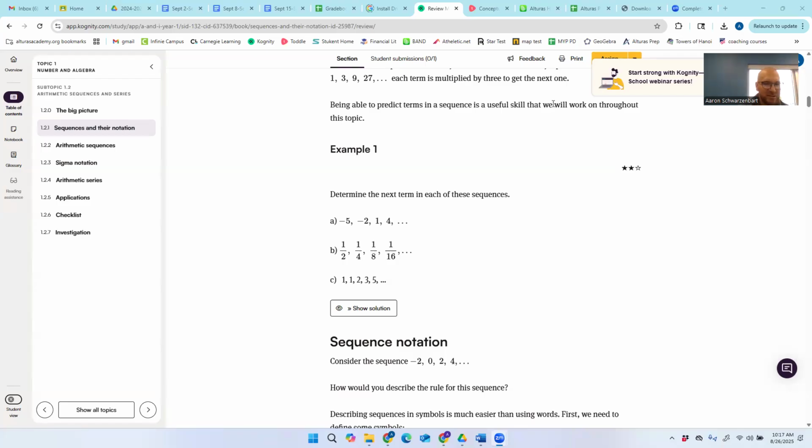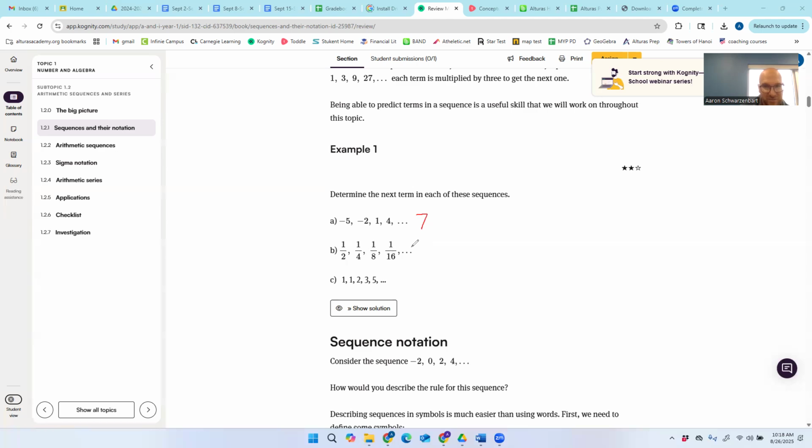Okay, today we're going to start talking about arithmetic sequences. Arithmetic means we're adding the same thing every time. So here we have an example. Now these should be relatively old hat. So -5 plus 3 is -2, plus 3 is 1, plus 3 is 4, 7.